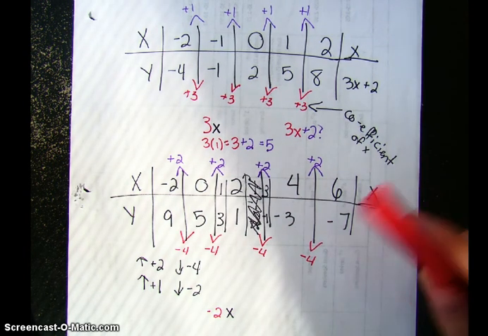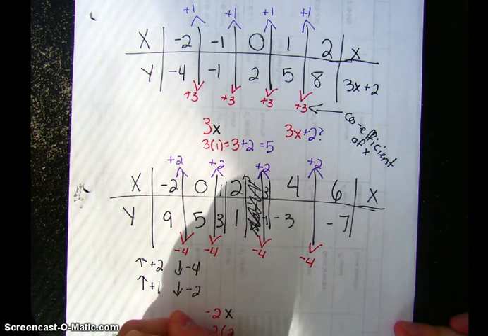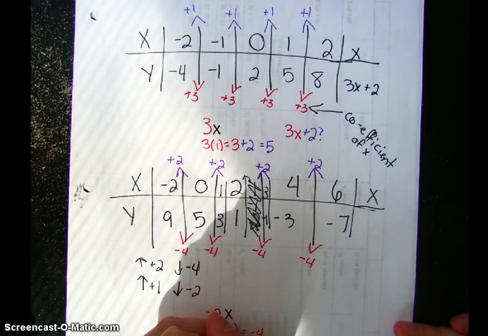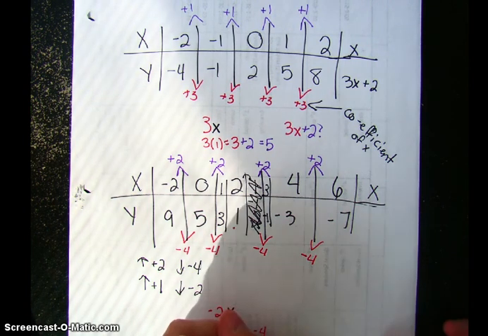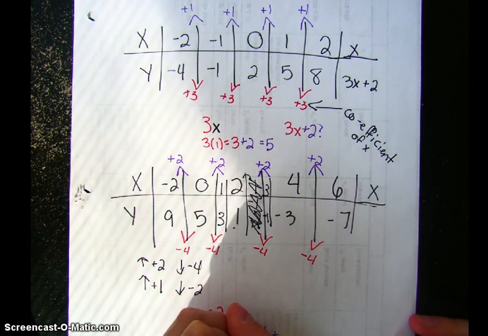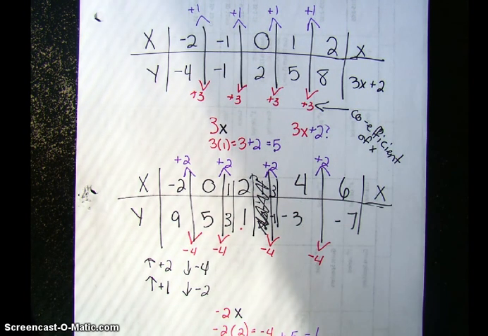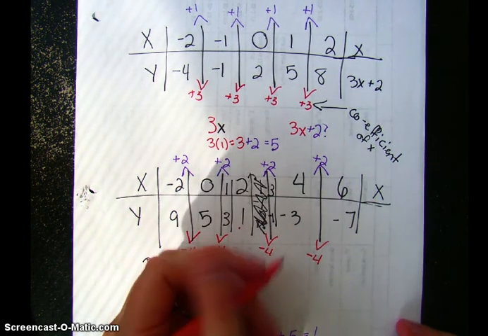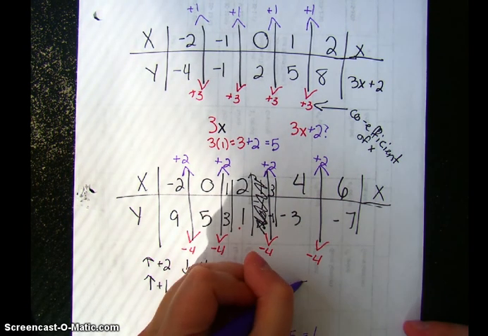So let's try 2 here. Negative 2 times 2 gives us negative 4, and we have to get to 1 from negative 4. So what do we need to add? Well, negative 4 to 1 is 5 apart. So negative 4 plus 5 would give us 1. Okay, so we think our rule there is negative 2x plus 5. Let's try it.